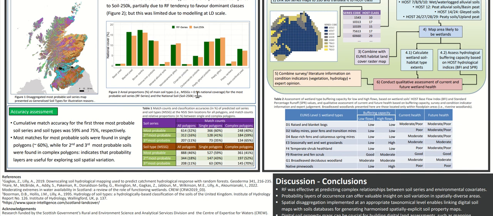Regarding the accuracy assessment, the cumulative matched accuracy for the first three most probable soil series and soil types was 59% and 75% respectively. Most matches for the most probable soils were found in single polygons, while matches for the second and third most probable soils were found in complex polygons, which indicates that probability layers are useful for exploring the soil spatial variation.